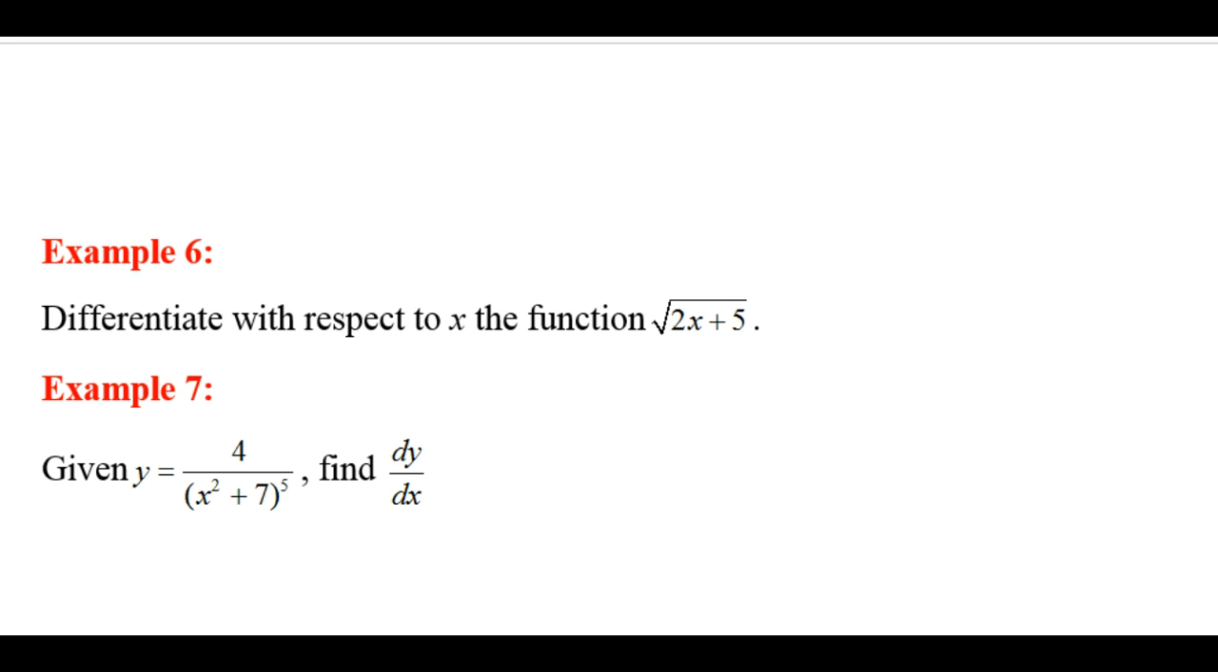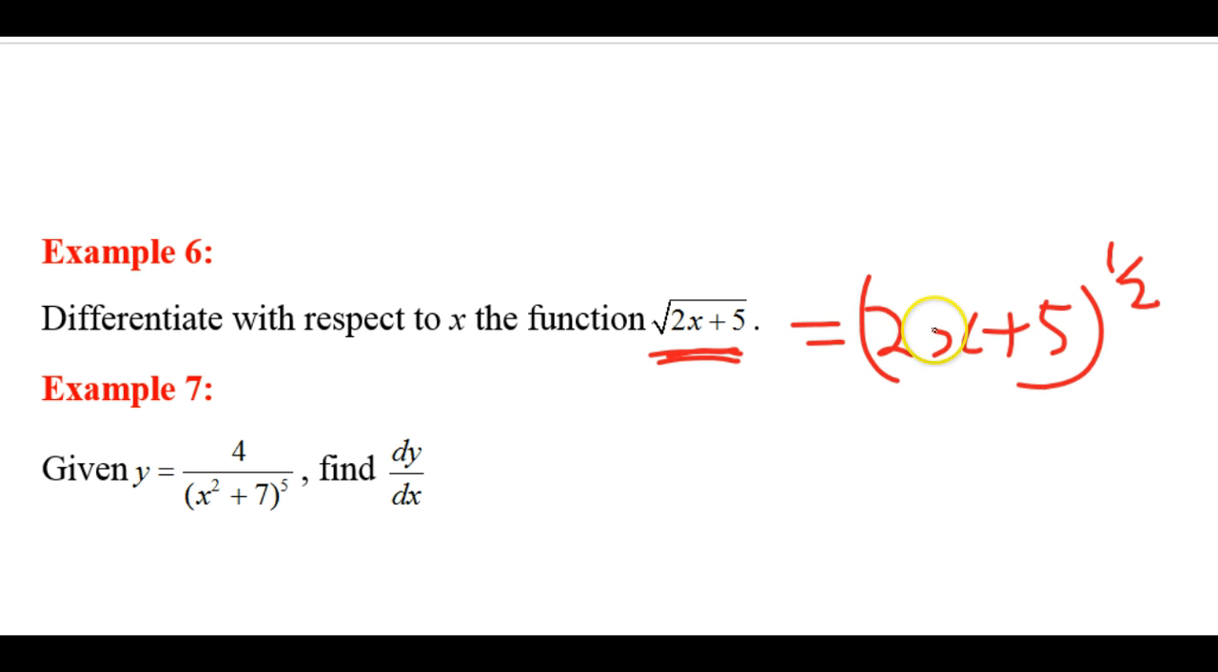Now note that this one can easily be done by just knowing that it's going to give you 2x plus 5 to the power half, and you can use your power rule, the chain rule, to continue from there.